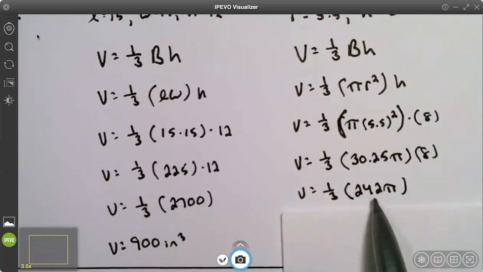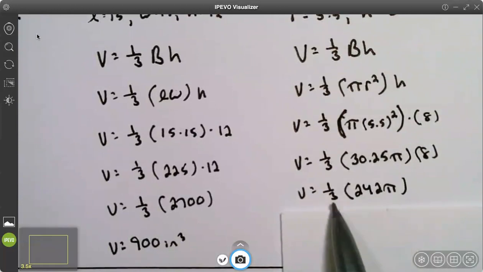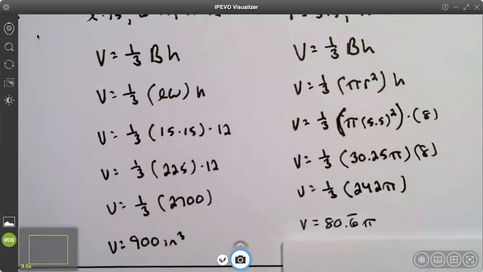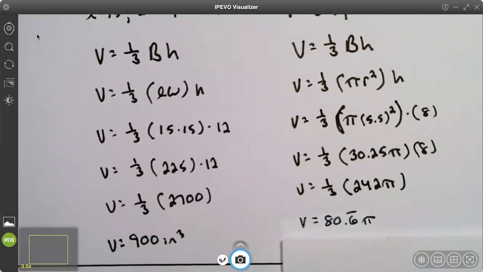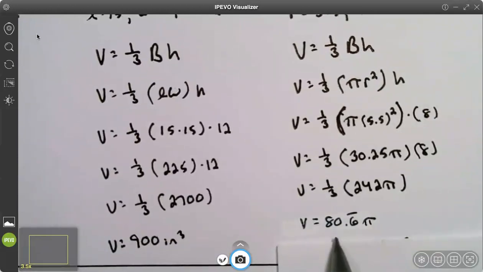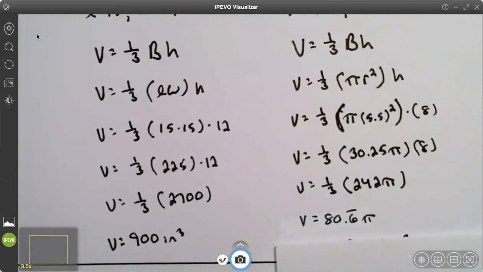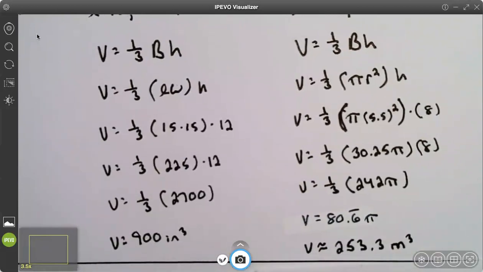Okay, now, instead of multiplying by pi, I'm going to divide by 3 next. So I'm going to leave that 242 in my calculator and hit divided by 3. Go ahead and do that. When you divide by 3, you get 80.6 repeating. And the last thing I like to multiply by most of the time is pi, because sometimes an answer on the test would be 80.6 pi. But most of the time, they require you to multiply those two numbers together. And when you do, you should get somewhere around 253.3 cubic meters. If you have a pi button, your answer may be a little higher than if you don't have a pi button.